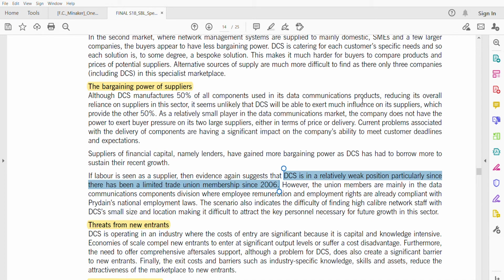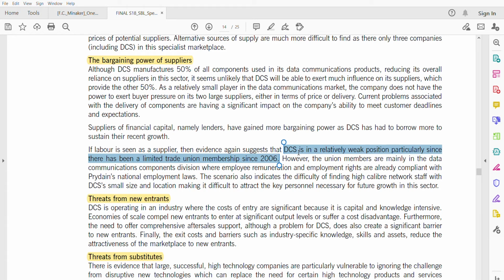There has been a limited trade union membership since 2006. What does it mean? DCS is in a relatively weak position. How are they using this limited trade union membership since 2006? It must be in some of the exhibits. I think from 1, 2 and 4. Sorry, 1, 3 or 4. Or even in the minutes, the exhibit 6, the minutes of meeting.